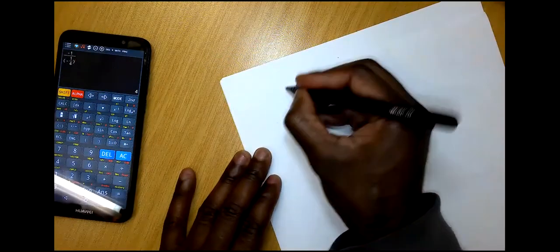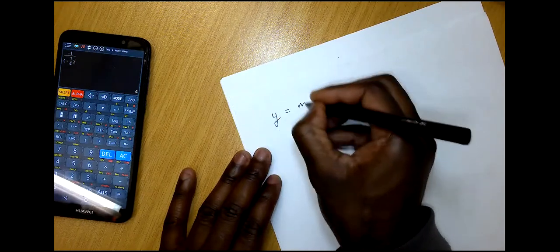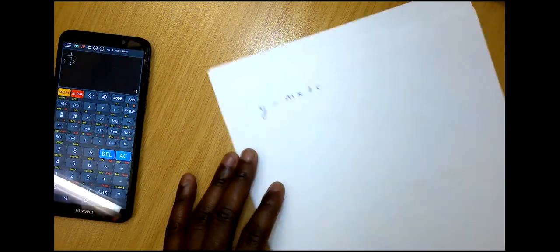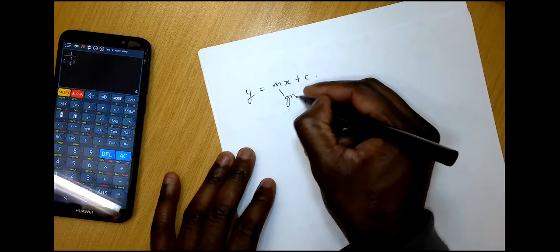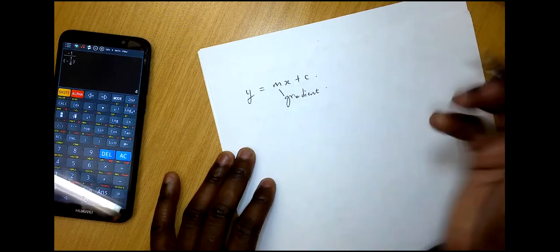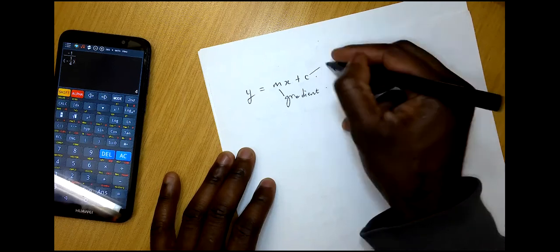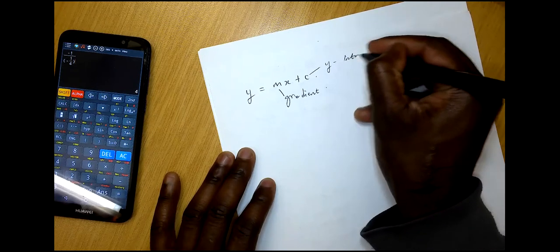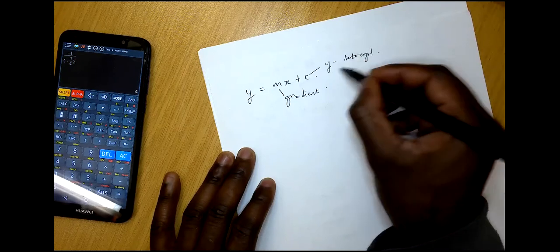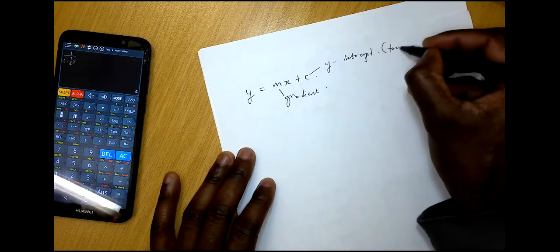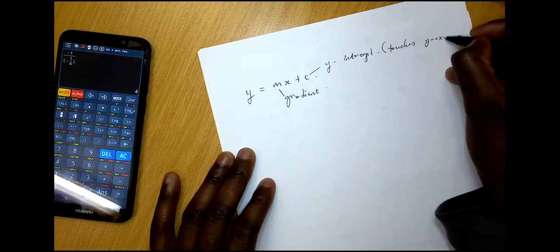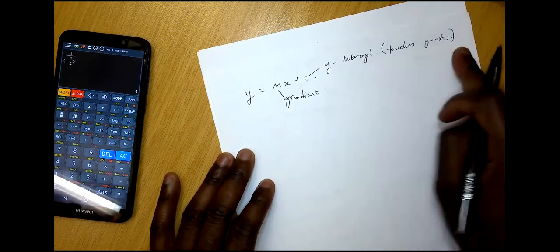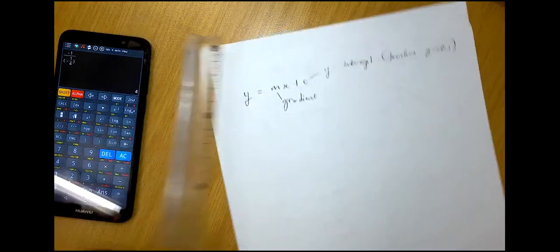The equation of a line is in the form y equals mx plus c. So m is your gradient, and your c is your y-intercept. The y-intercept is where your graph touches the y-axis. So where the graph touches the y-axis, that's what you call a y-intercept.